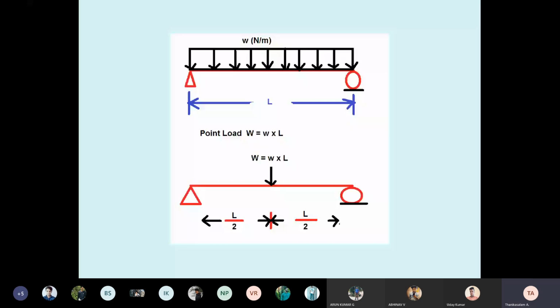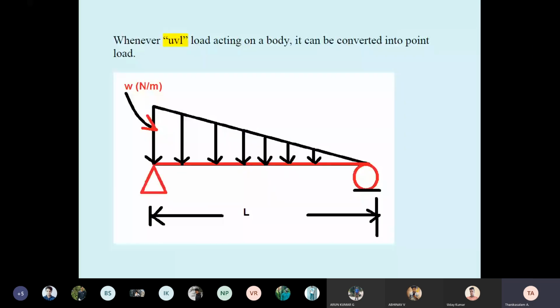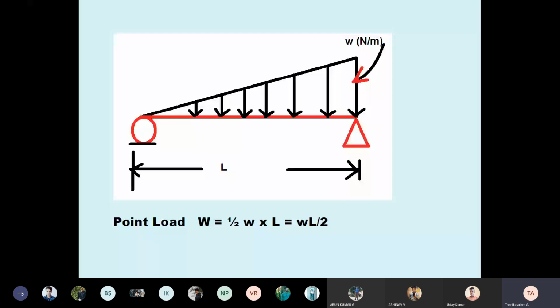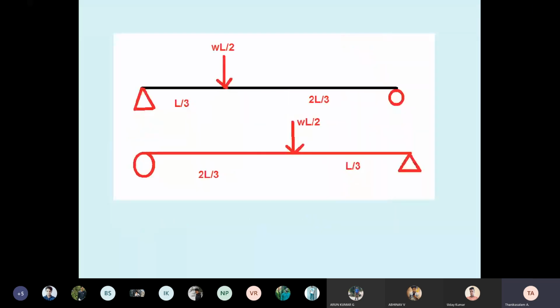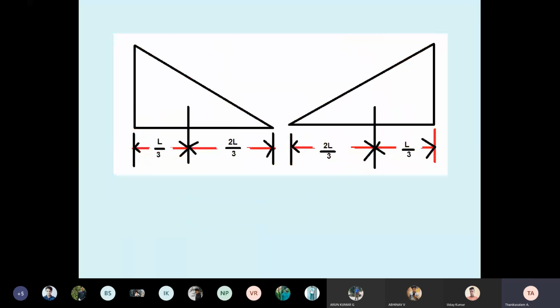Similarly, this is the uniformly varying load. Whenever any uniformly varying load is acting, consider the triangular area. Therefore, point load equals half into L, half into W into L, small w. Where is it acting? At the centroid of the triangle. What is the middle of the triangle? These are the two formulas. Whether in this orientation, L by 3 on the left side, or in this orientation, 2L by 3 on the left side, so the balance is L by 3. So you have to always remember these two shapes.